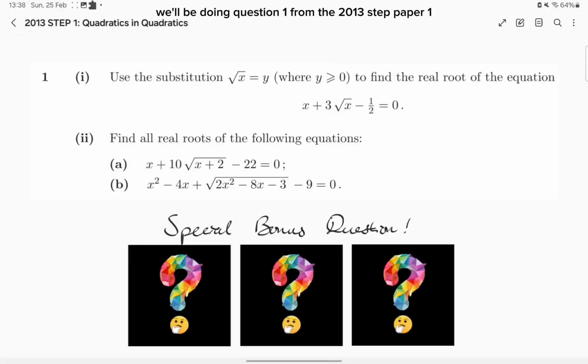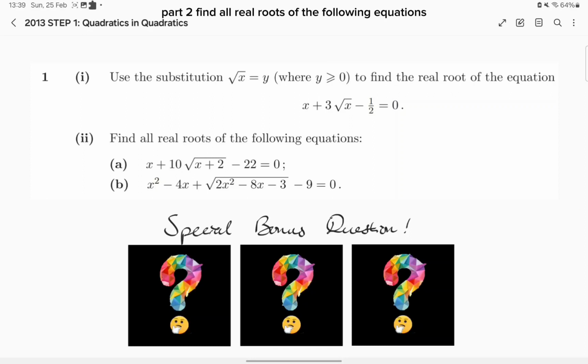Today we'll be doing question 1 from the 2013 STEP Paper 1. This question I have called Quadratics in Quadratics. Question 1, Part 1. Use the substitution root x equals y, where y is greater than or equal to 0, to find the real root of the equation x plus 3 root x minus 1/2 equals 0.